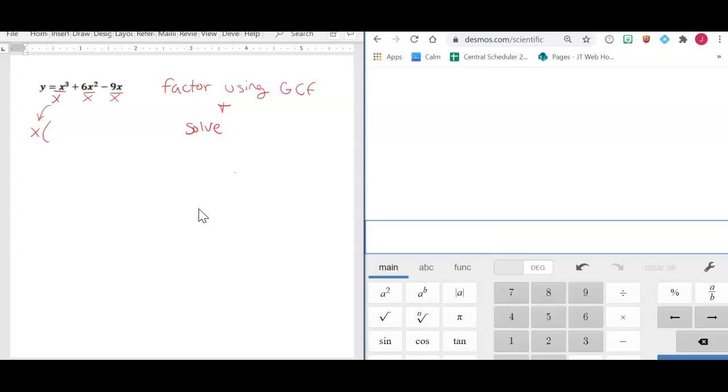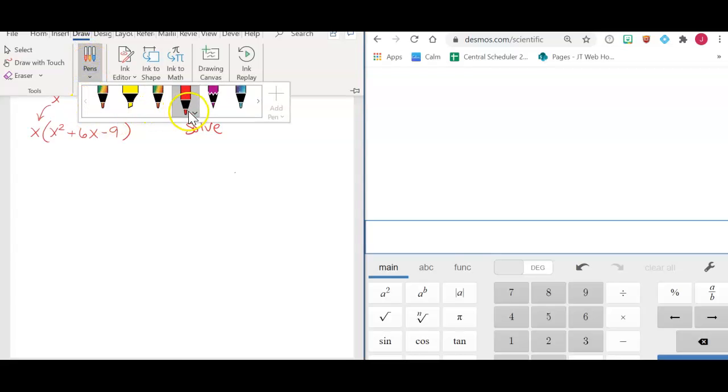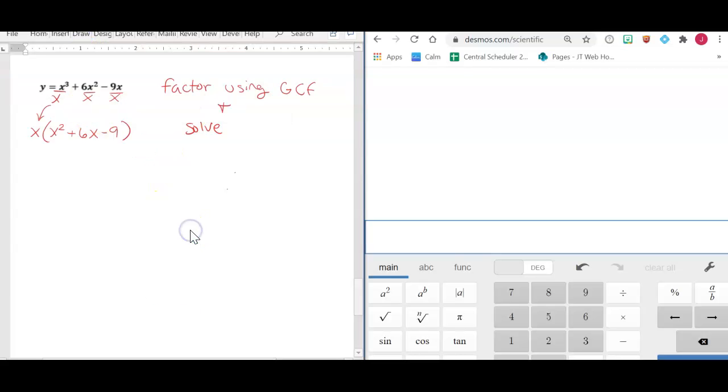So I have x to the third divided by x. So if I had three x's, I took one out, I'd have x squared. The next one, the 6x, I had two x's, I took one out. That leaves me with 1x, and the minus 9 stays, and the x's on this last one cancel because they're the same on top and bottom. So we did the factoring, and now we're going to take a look at the solving part. So that was factoring, and now we're going to solve.